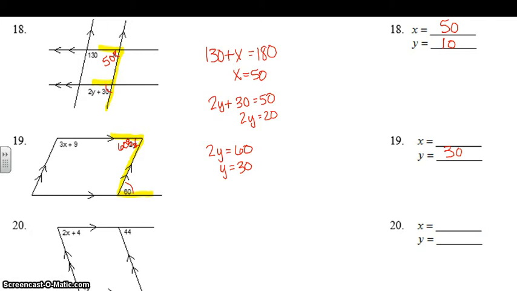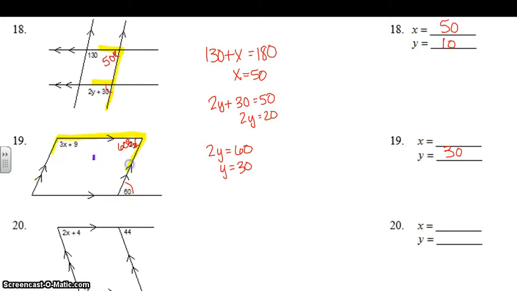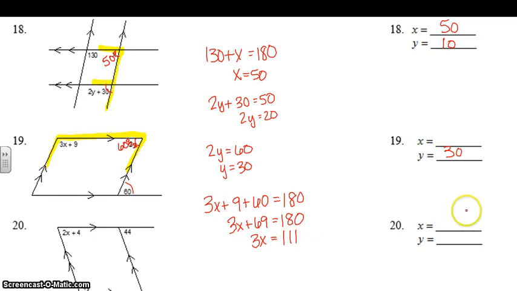Then I'm going to use a C. Oops, I wanted to erase that first. Erase the Z. And then I've got a C at top there, right here. And so what we know about those C angles is that they are supplementary. So I know 3x plus 9 plus 60 has to equal 180. So then that's 3x plus 69 equals 180. And that's going to give you 3x equals 111, and then divide by 3, so then your x is going to be 37.